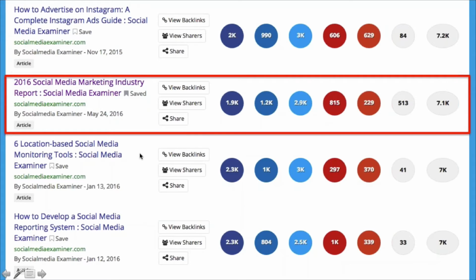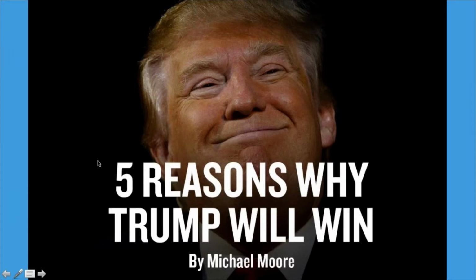The other type of post that does incredibly well, much better than I anticipated when I did the research, were controversial posts. So a lot of you have probably even seen this post. It's been shared so much, but this was a post by Michael Moore, I think it was about a month or so ago, 5 reasons why Trump will win. Controversial posts get large numbers of shares, but they get equally large numbers of links, and I'll explain a bit why I think that's the case.